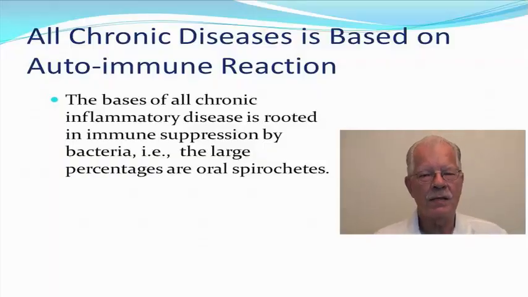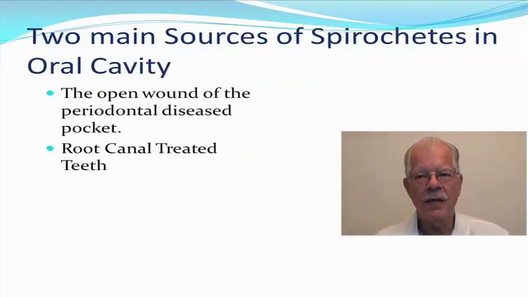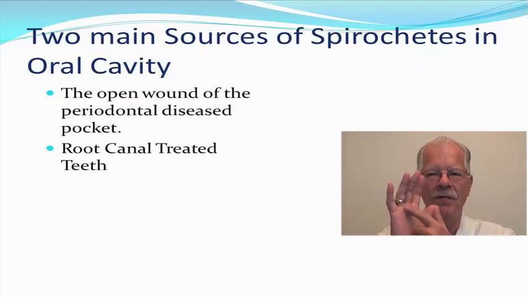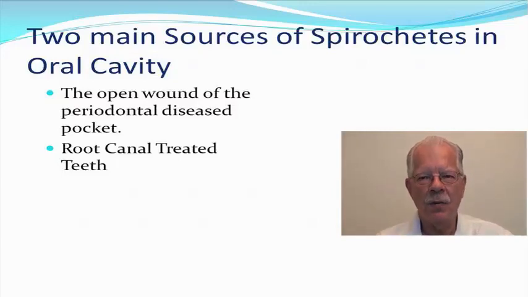The basis of all chronic disease, and I repeat, is rooted in the inflammatory response and immunosuppression by bacteria, and a large percent of them have to do with oral spirochetes. In the mouth, the two main sources for these open wounds is, number one, periodontal disease, and doing mathematics, you can actually figure out how big that wound is. In advanced periodontal disease, the wound is as big as the palm of your hand. If that wound existed anywhere else in the body and it persisted year after year, you'd probably die from it. You probably wouldn't last 2 or 3 months.